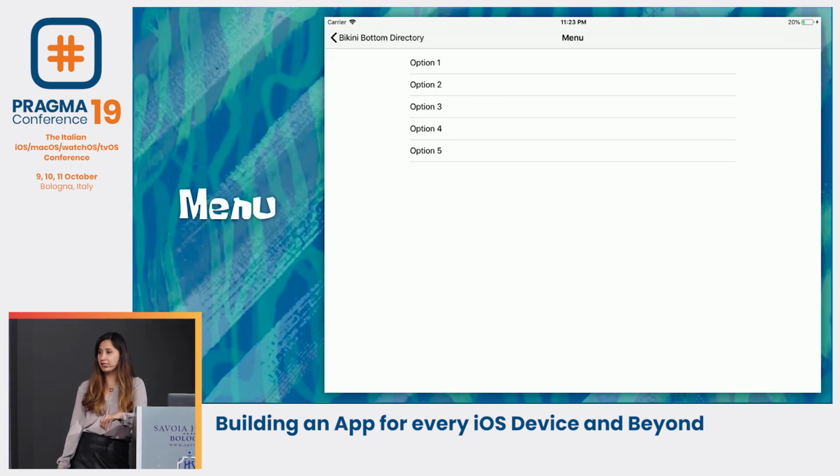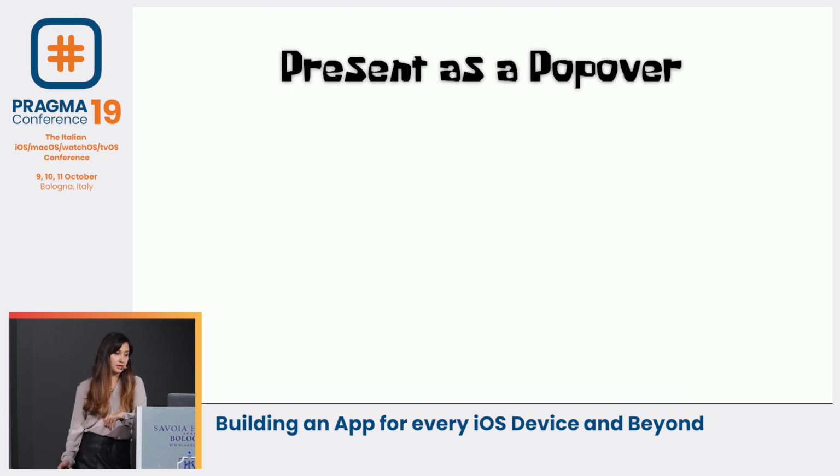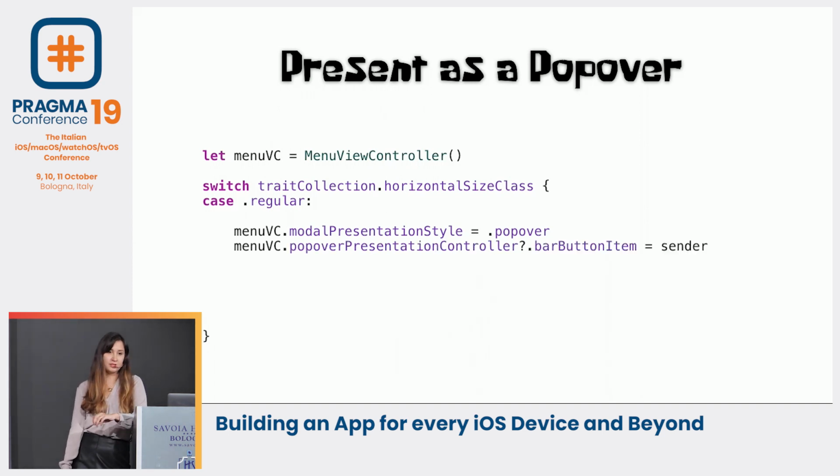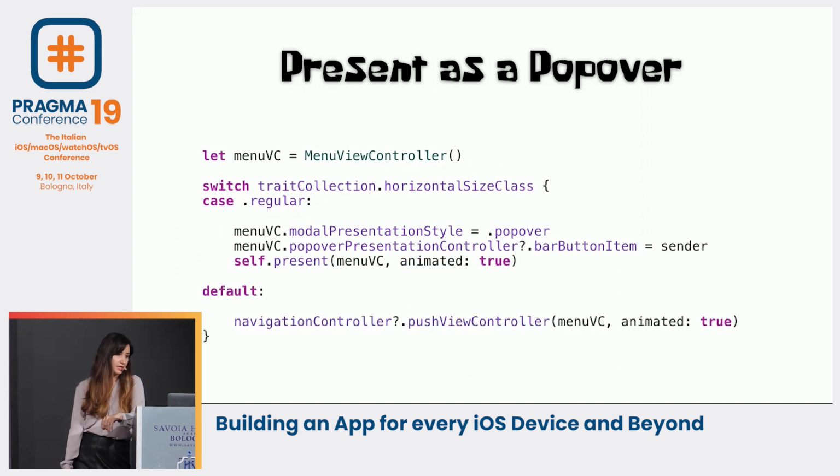So what we're going to do with it is present it as a popover. We're going to start by instantiating the menu. We're going to key off of the horizontal size class because on the iPhone we still want to keep pushing it on. And so when we have the regular size class, we will present it as a popover, we will anchor it to the bar button item, and we will present it. And then by default, it will just get pushed on. So this is what will happen on the iPhone.